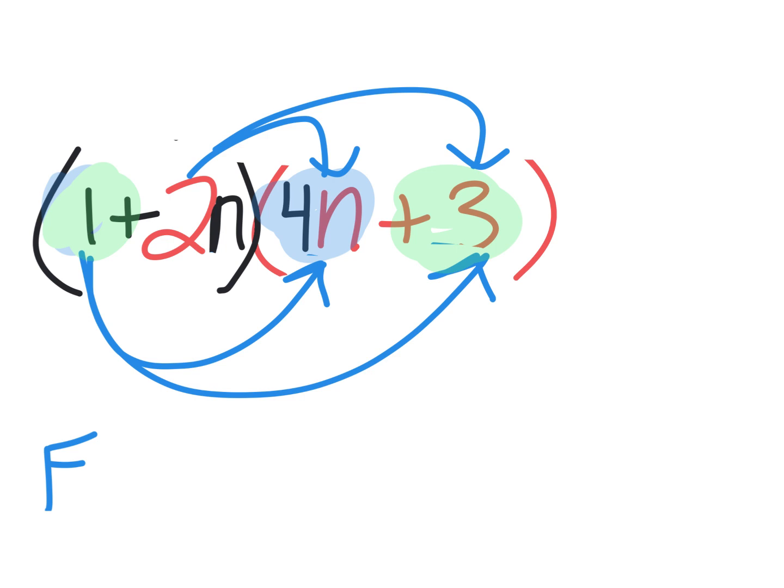Either way, there's 4 parts. Please write the 4 parts down for this one. Think of it as distributing 4 times. The 2n gets distributed and the 1 gets distributed.